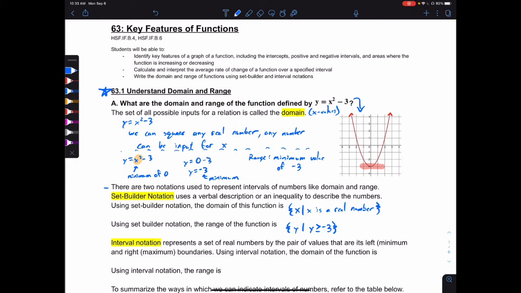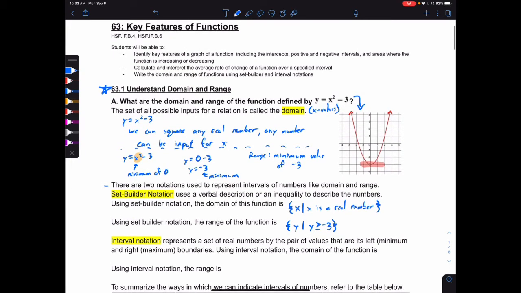There are other slightly different ways to write those in set builder notation, but that's kind of the most straightforward one. So think of it as a verbal description. That's kind of the easiest way to go by that. Now, your second method is interval notation, and you're going to see this far more frequently, and that's really what we're going to use for most of the school year.